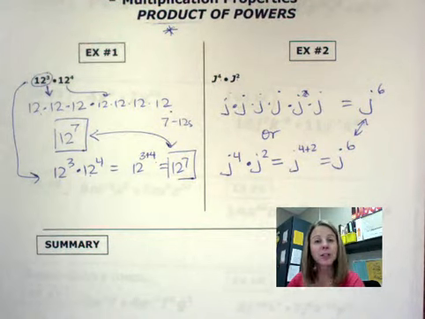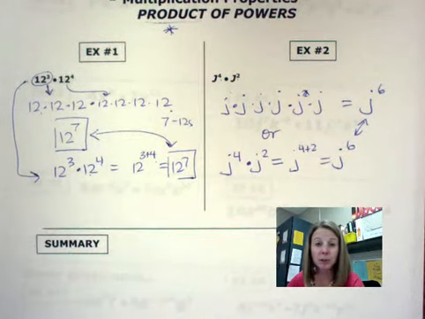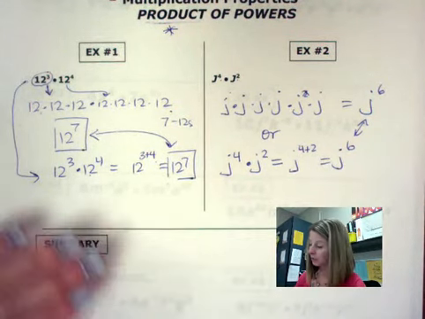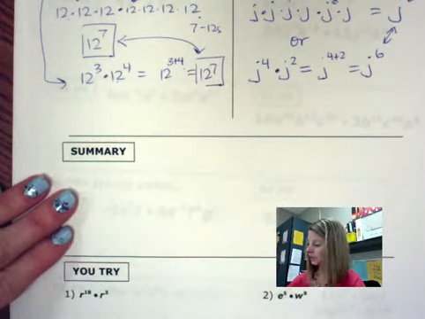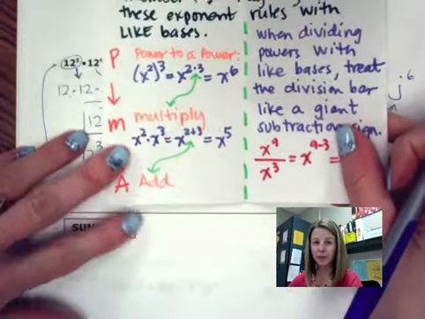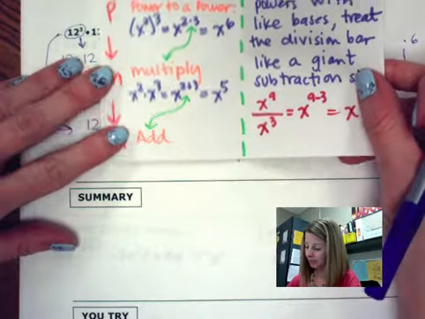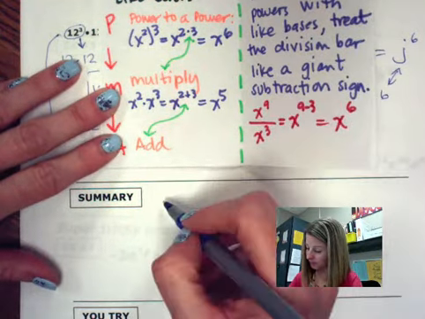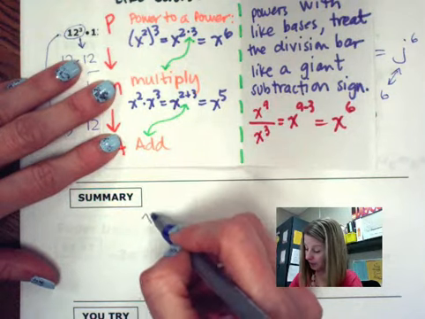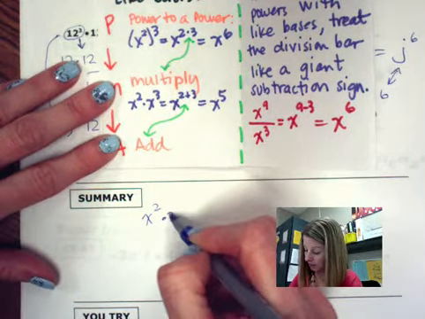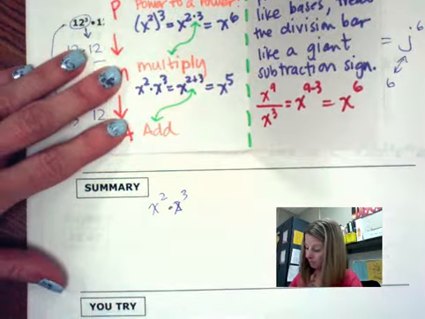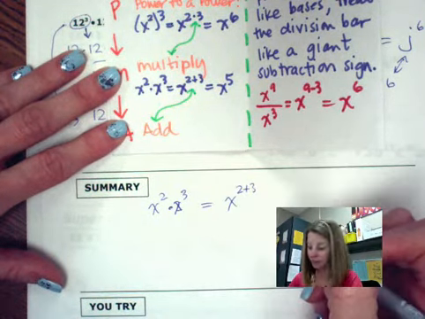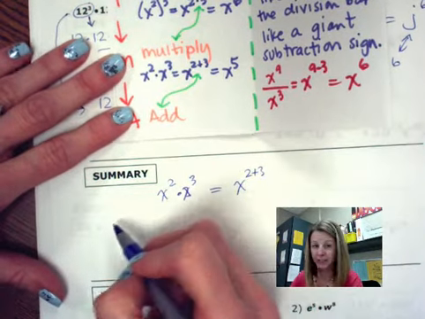So I really want you to understand where the shortcut comes from, because if you don't understand that, then you will get confused when we add another element to this. So on the summary section, I'm going to bring your book back in here. What I'd like you to write is, let's use this same example in our book. Let's write x to the second times x to the third. And I want you to write equals x to the 2 plus 3 power. So let's write this sentence out here.